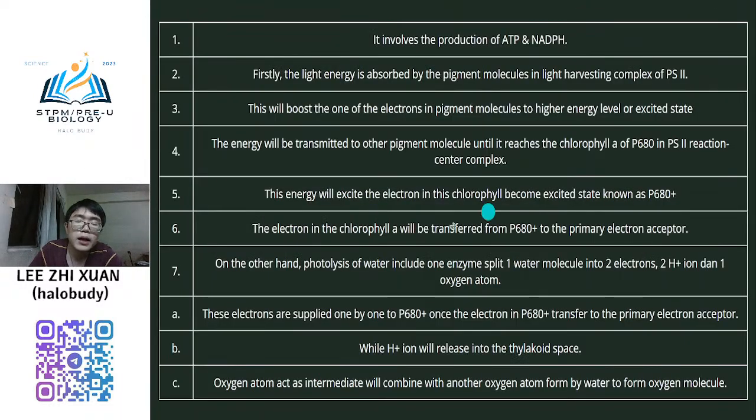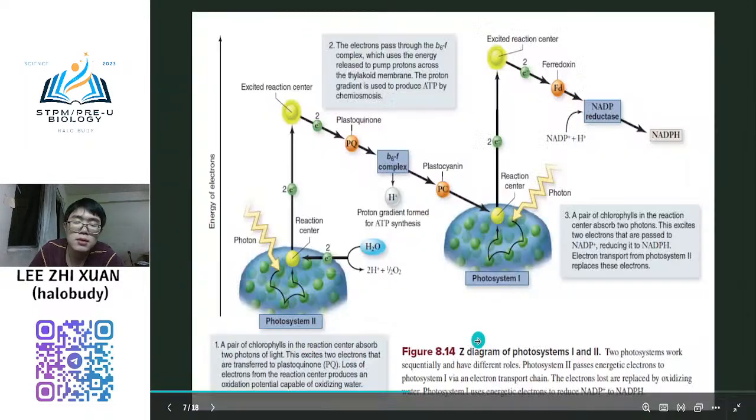Then the energy will excite P680, and the electron in the chlorophyll A will be transferred from P680 plus to the primary electron acceptor. On the other hand, photolysis of water involves one enzyme splitting one water molecule into two electrons. So this electron will be supplied one by one to P680 plus once the electron in P680 plus transfers to the primary electron acceptor.